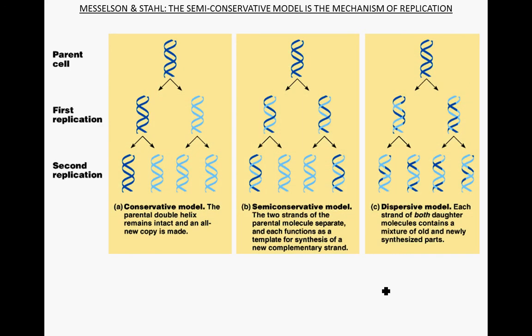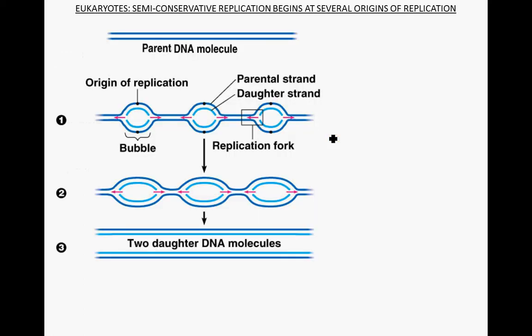So the semi-conservative model, and there's another screencast that discusses the experimental evidence that led scientists to conclude that it was the semi-conservative model and not the conservative or dispersive model. The semi-conservative model is what we just described, where the parent molecule opens up and each side of the molecule is used as a template to then synthesize the new daughter strand.